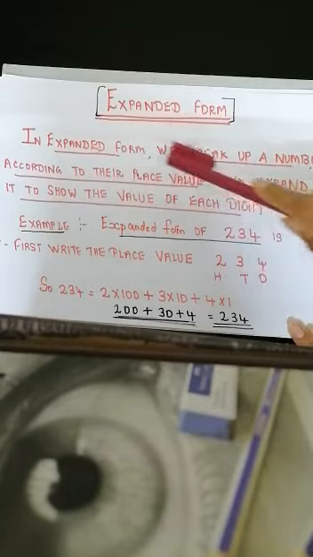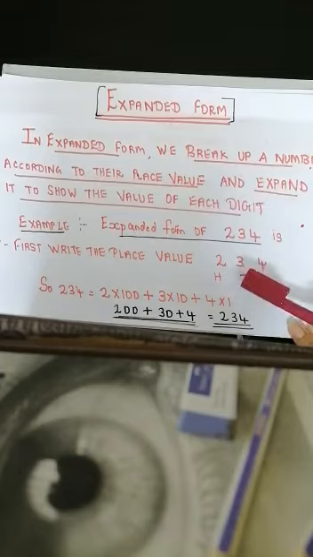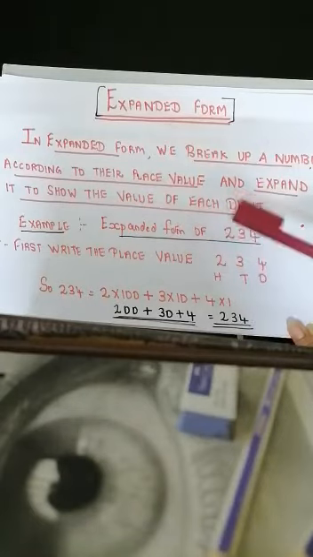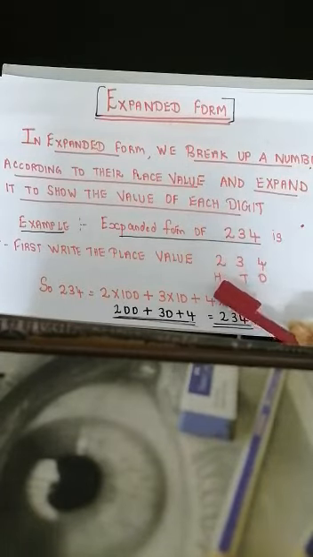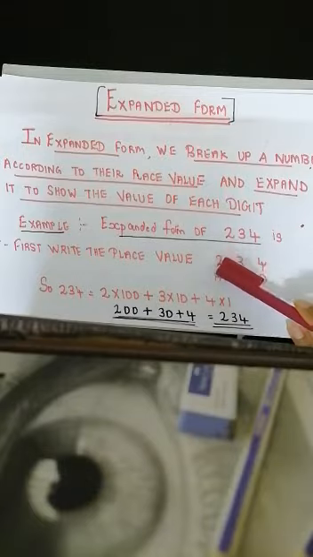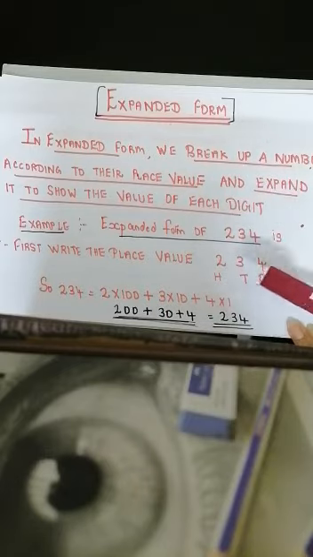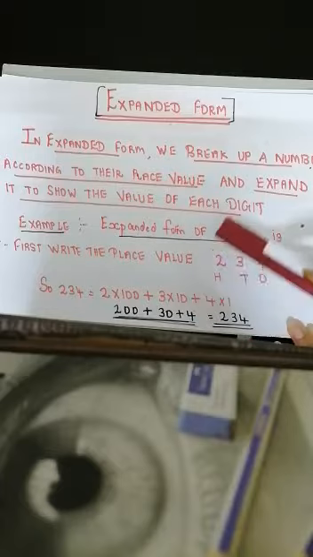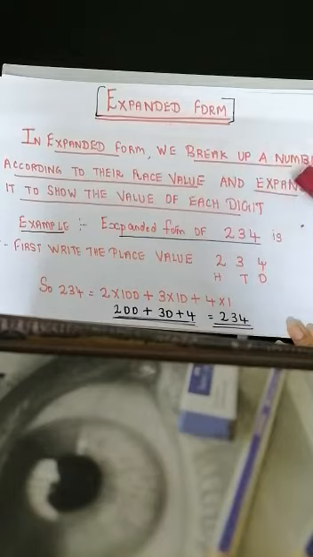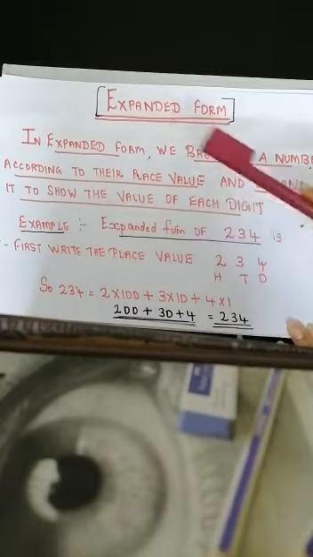234: we break up a number according to their place value, that means ones, tens, hundreds, and expand it to show the value. That is 2 into 100, 3 into 10, 4 into 1, in which we will get 2 into 100, 200, 3 into 10, 30, 4 into 1, 4. So, in expanded form, we break up a number according to their place value and expand it to show the value of each digit. Consider an example.